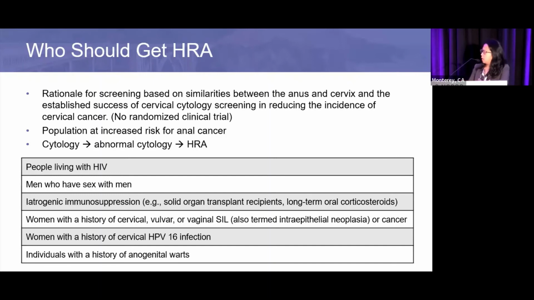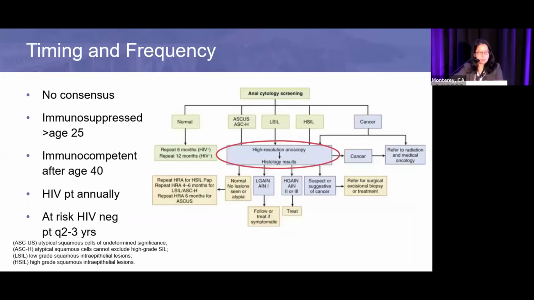Those are people living with HIV, men who have sex with men, and those with immunosuppression, such as solid organ transplant recipients and long-term oral corticosteroid users. Also women with a history of cervical, vulvar, or vaginal squamous intraepithelial lesion or cancer, and women with a history of HPV infection, or individuals with a history of anogenital warts. Those are the patients you want to screen.